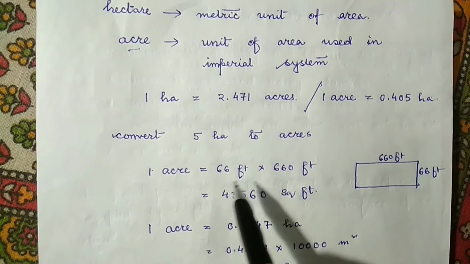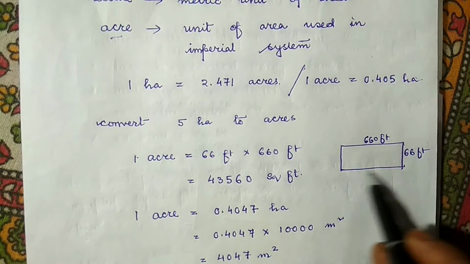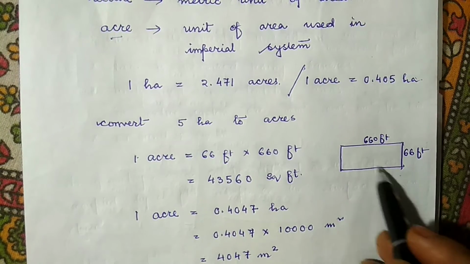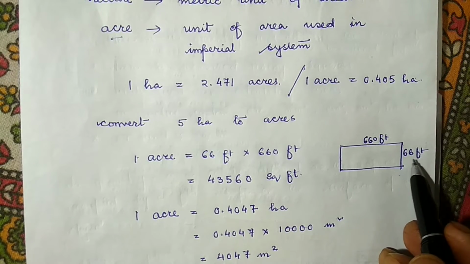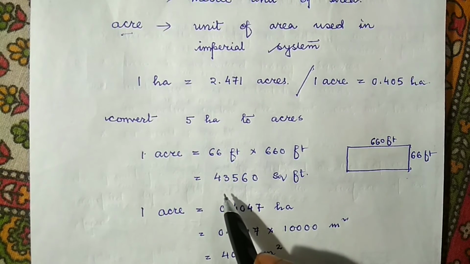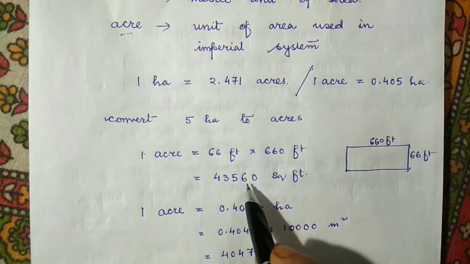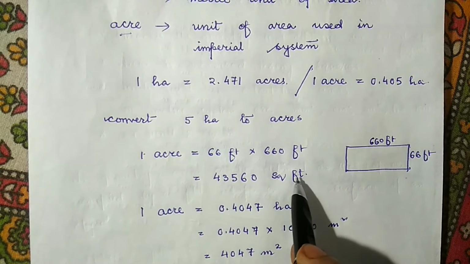Now, what do you mean by 1 acre? 1 acre actually means it is the area of a plot of land whose length is 660 feet and breadth is 66 feet. This is how they define 1 acre. So if I multiply these two, I am going to get 43560 square feet. This is the relationship between acre and square feet.